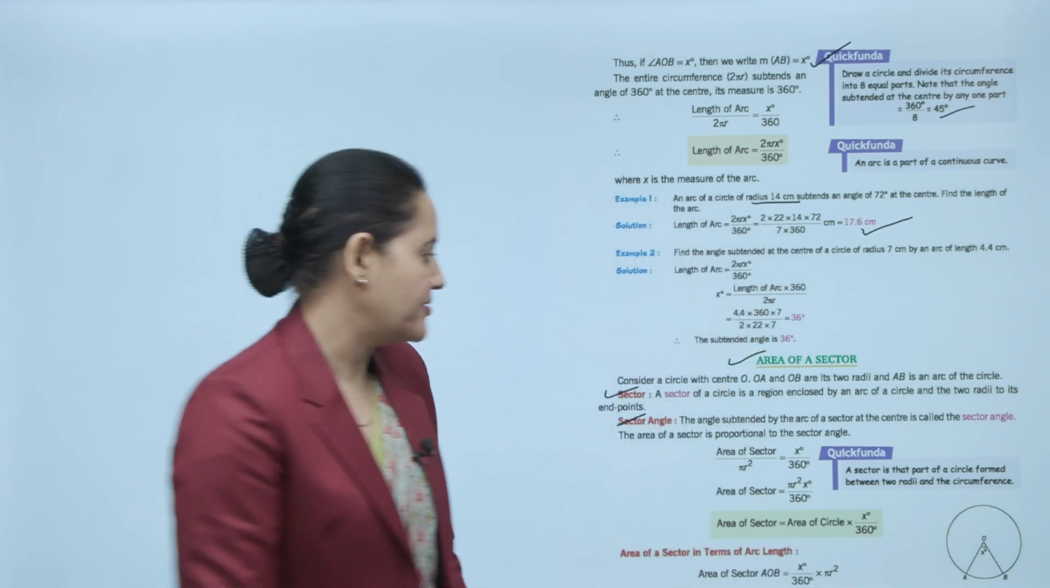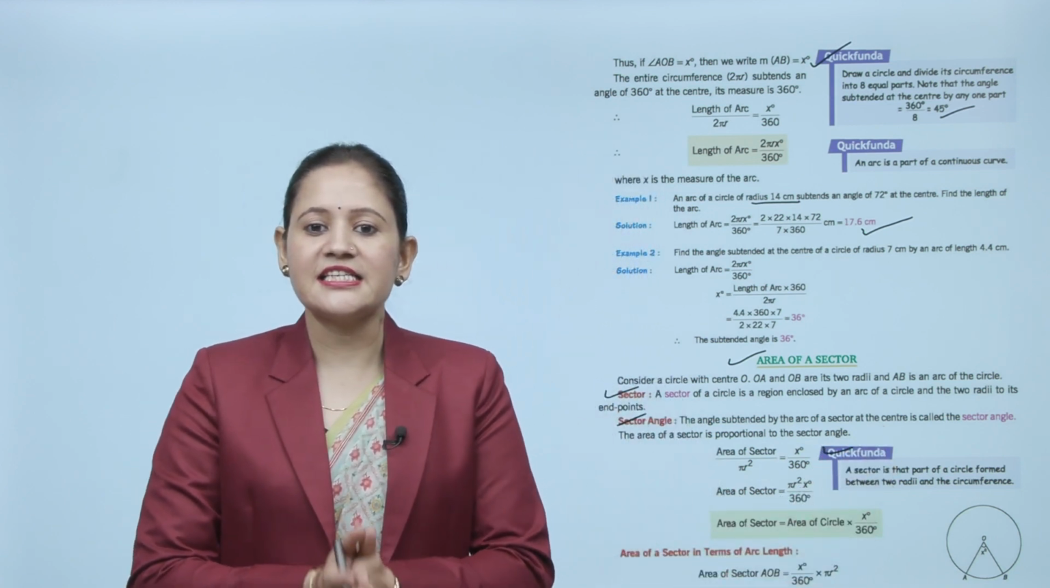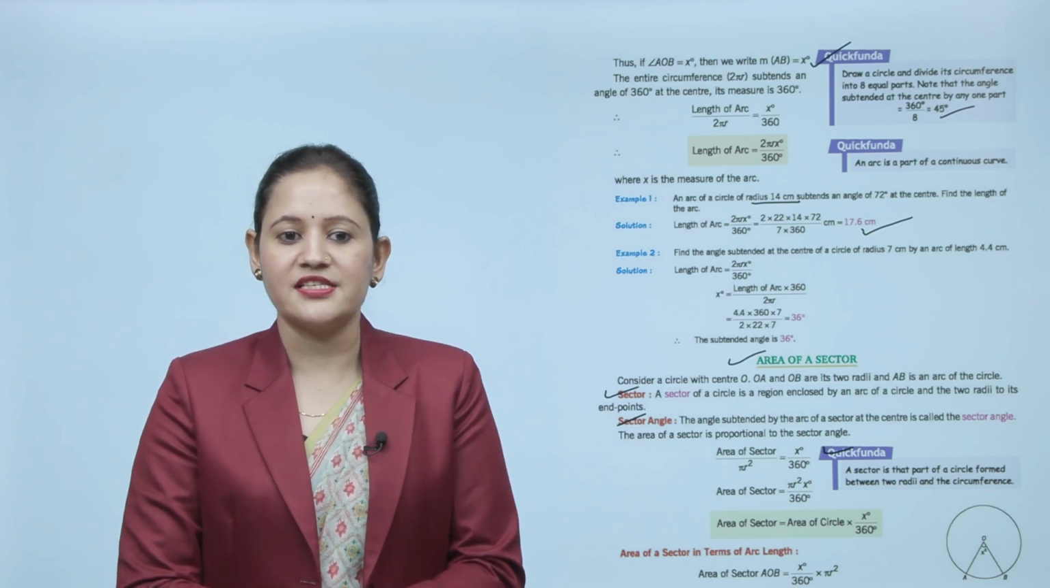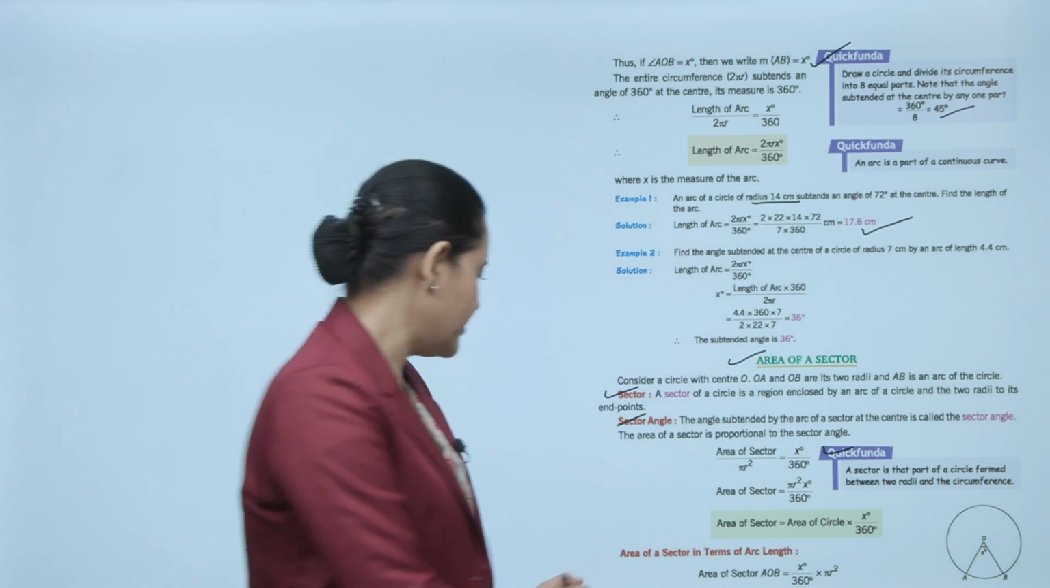Next is quick funda. A sector is that part of the circle formed between two radii and the circumference. Next, area of sector in terms of arc length.